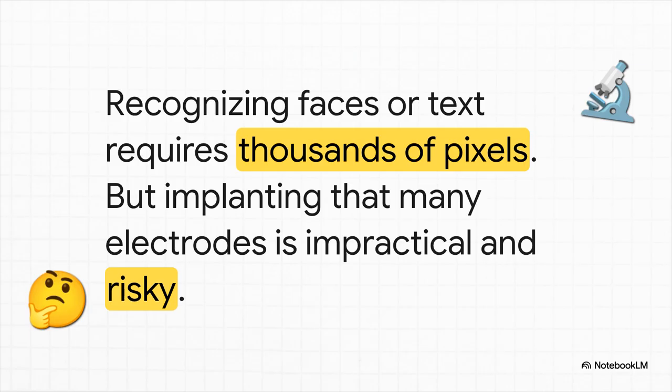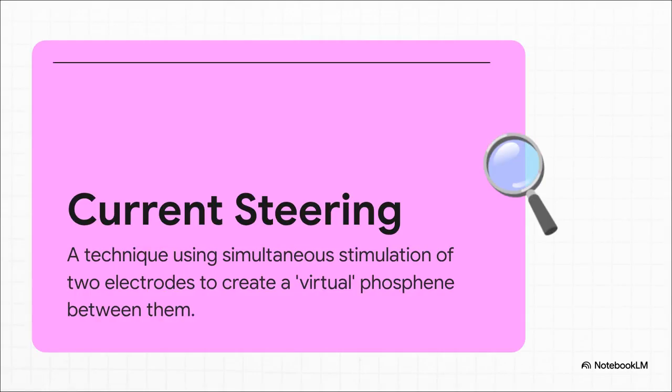So that begs the question. How do you get more pixels without adding more hardware? Well, the solution is this really clever electrical trick called current steering. The idea is, instead of just zapping one electrode at a time, scientists zap 2 neighboring electrodes at the exact same time. And when they do that, the brain perceives a virtual phosphene, a whole new pixel of light that appears in a spot where there isn't an electrode at all.